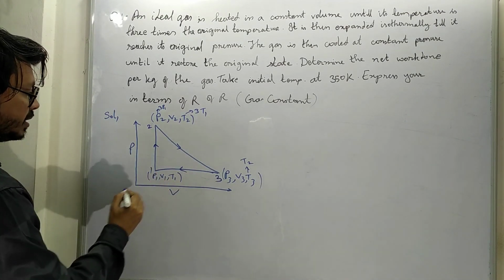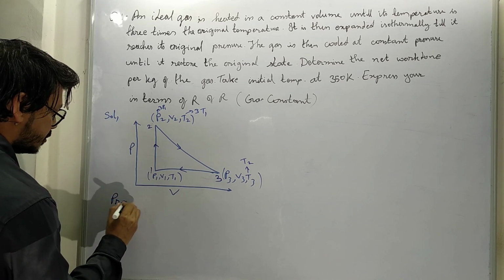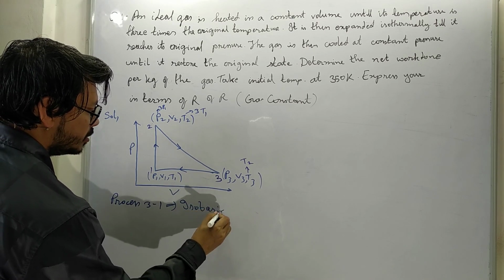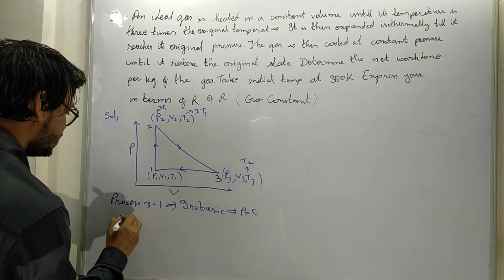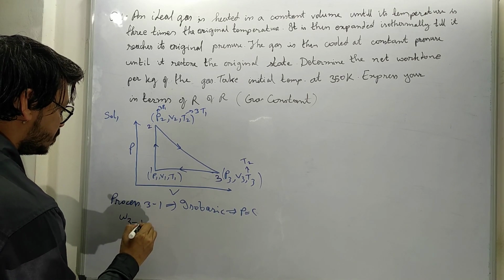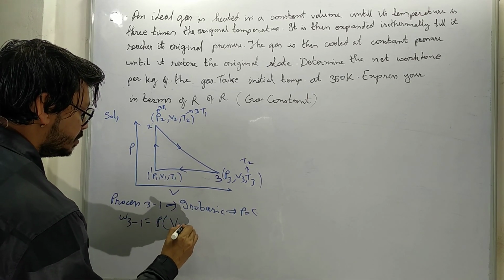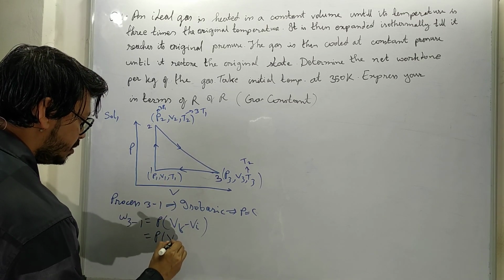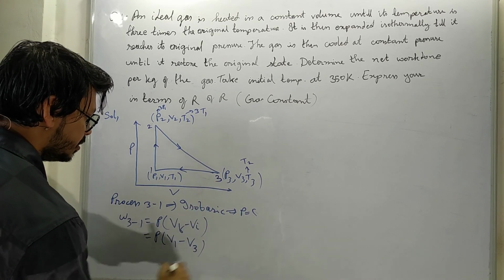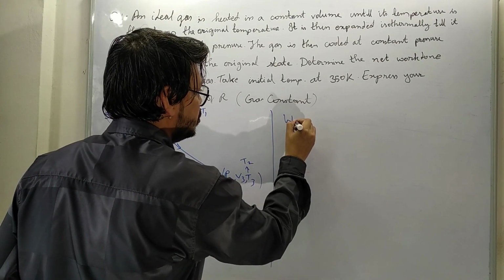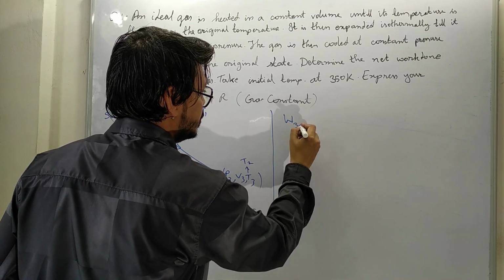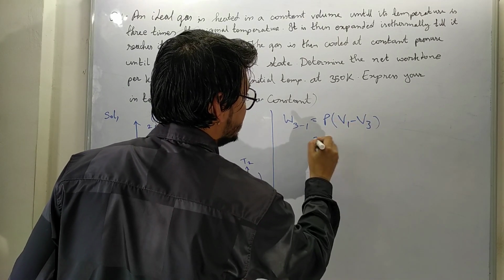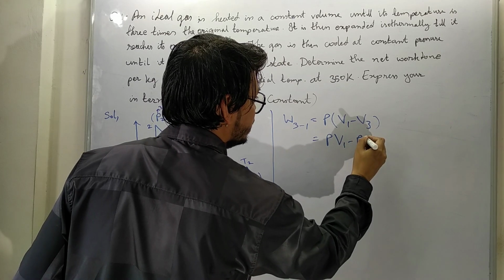Now the process 3 to 1 is an isobaric process. That means P equals constant. So the work done for 3 to 1 is equal to P into V final minus V initial. We have V final as V1 and V initial as V3, so the work done is P into V1 minus V3. If we put P inside, we get PV1 minus PV3.